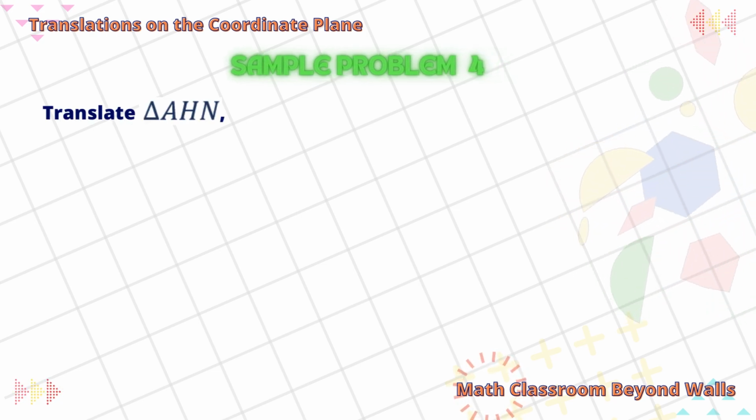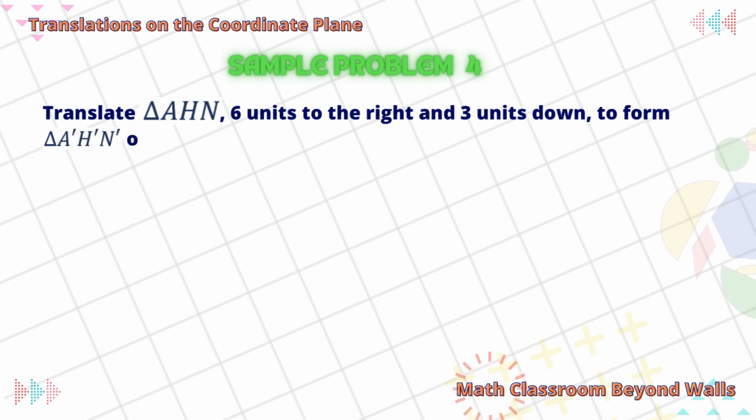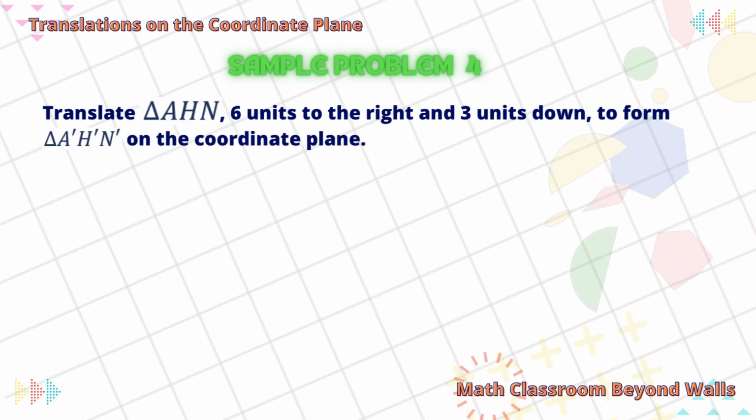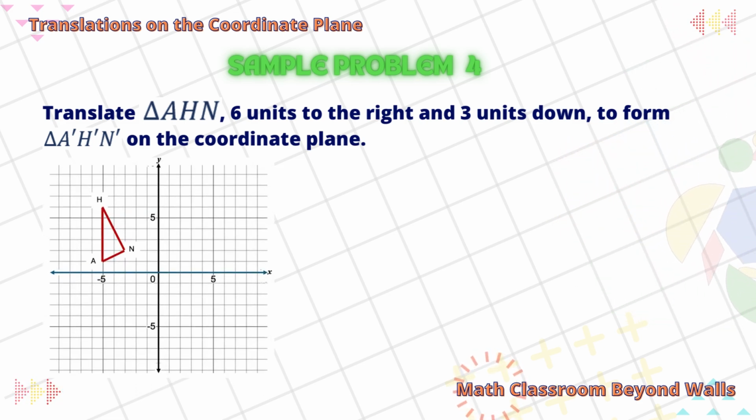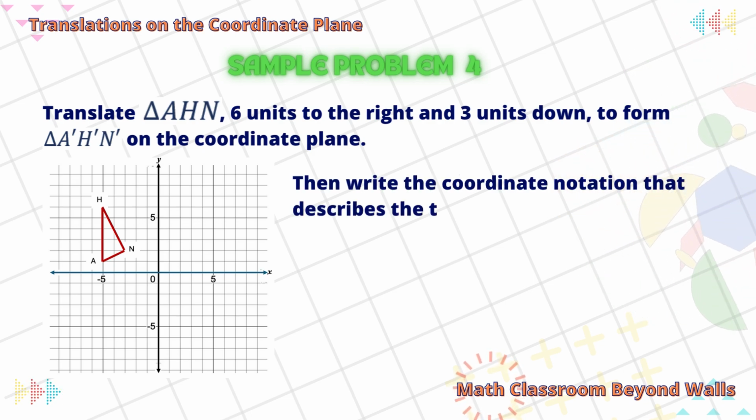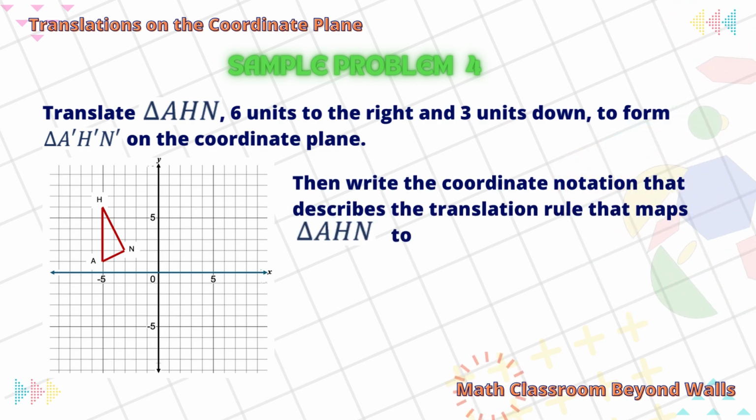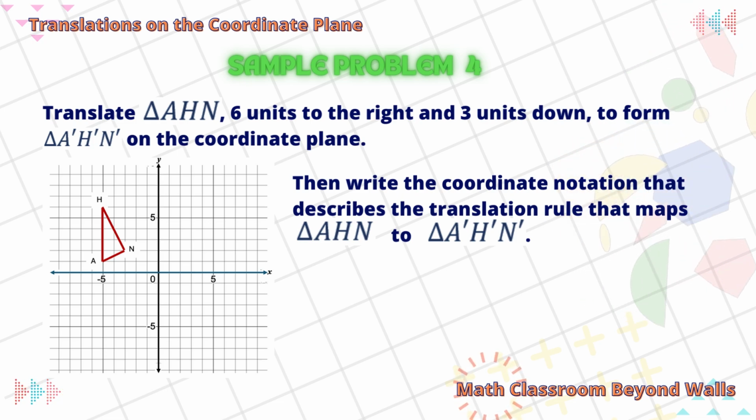Translate triangle AHN 6 units to the right and 3 units down to form triangle A prime, H prime, N prime on the coordinate plane. A figure is given. Then write the coordinate notation that describes the translation rule that maps triangle AHN to triangle A prime, H prime, N prime.